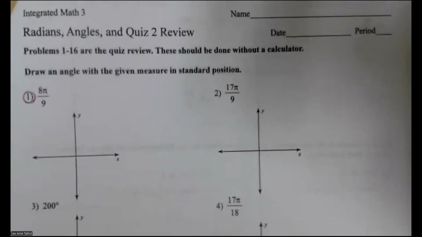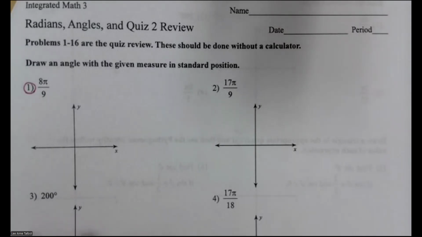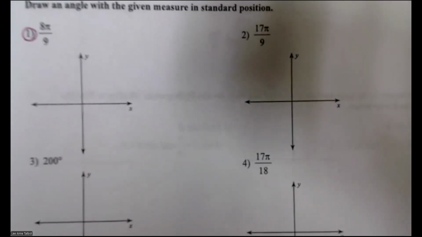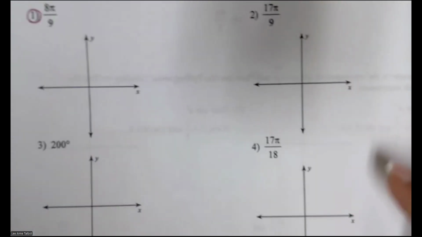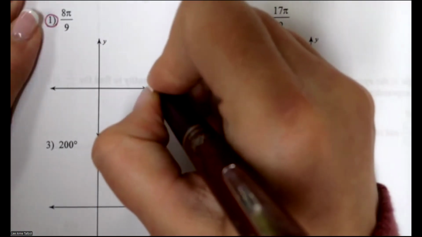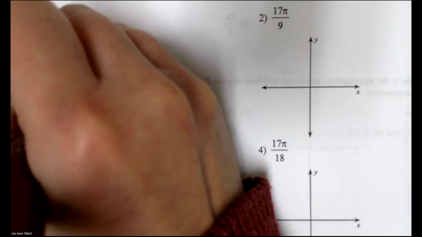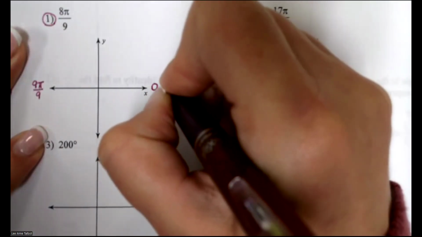Okay. Number 1, draw an angle with the given measure in standard position. Okay, all you need to do is draw the arrow for this one. But we do need to go slow just because we're working in radians for the first time. Number 3 should be easy. Okay. 0, 9 pi's over 9, 18 pi's over 9.